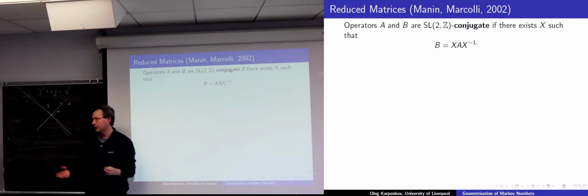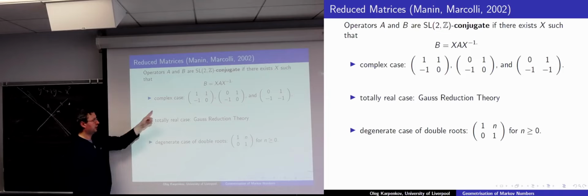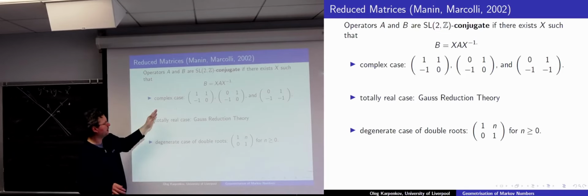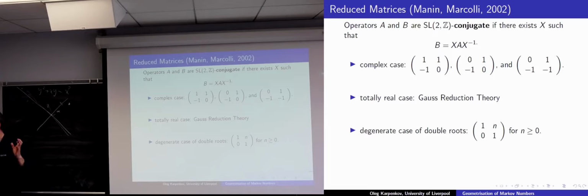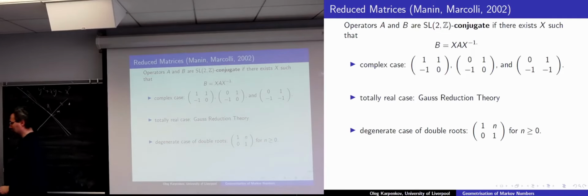Well, okay, so in this case, we have matrices. Great. And what would be the normal forms with respect to this conjugation? In the complex case, we have just three representatives, so that's three classes. They correspond to symmetries. One of them would be the four symmetry, another the six symmetry, and the last one just a normal reflection. Then the totally real case, this is Gauss reduction theory, and this is the most important and interesting case which we will study, and also some degenerate case of double roots, which is not interesting. For us, here you would have points on the zero locus, so you will have only 0, and 1 over 0 will give you infinity value for the Markov spectrum. Great.